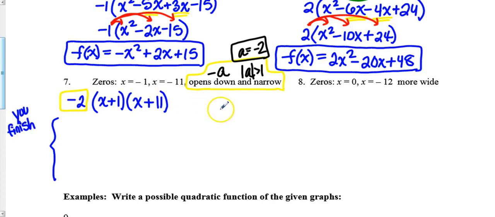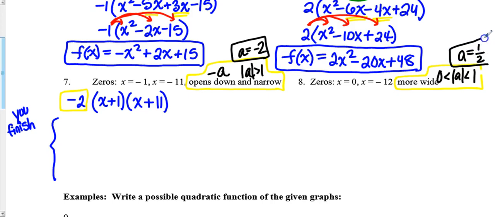Let's move on to setting up number 8. The restriction here says more wide. So for more wide, I know that A has to be between 0 and 1. So if I had to pick a fraction between 0 and 1, what's the nicest one I could think of? Well, if you're thinking 1/2, me too. So let's work with A as 1/2. Again, you could choose 1/3, 1/4, any fraction you want between 0 and 1.